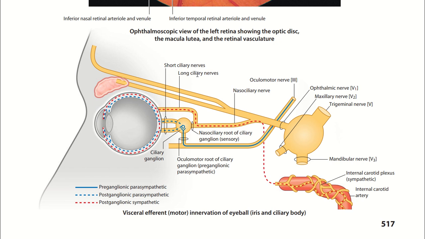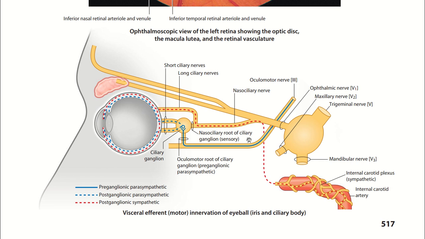Your ciliary ganglion is going to receive preganglionic parasympathetic fibers from your oculomotor nerve. Remember, your oculomotor nerve supplies most of the extrinsic muscles of the eye: your superior rectus, inferior rectus, medial rectus, and your inferior oblique muscle. They are all innervated by the oculomotor nerve. So the oculomotor nerve carries both somatic as well as autonomic, the parasympathetic part, because it also supplies somatic innervation to these muscles. You understand? Good.